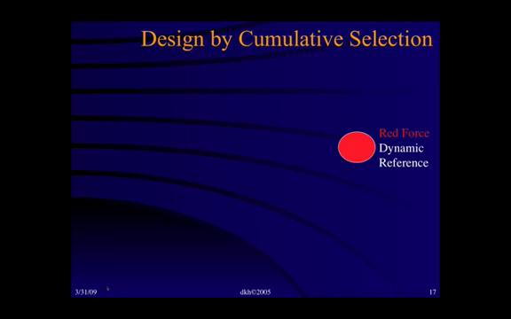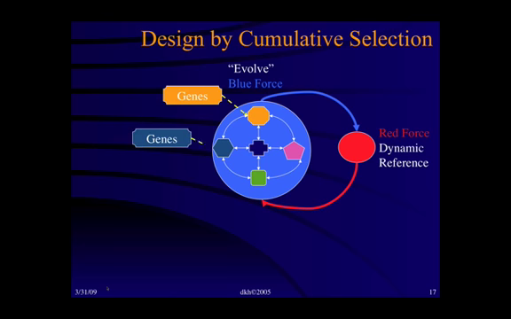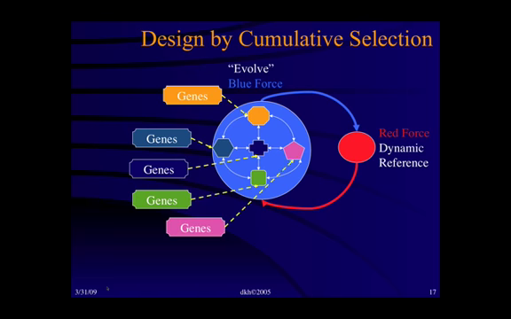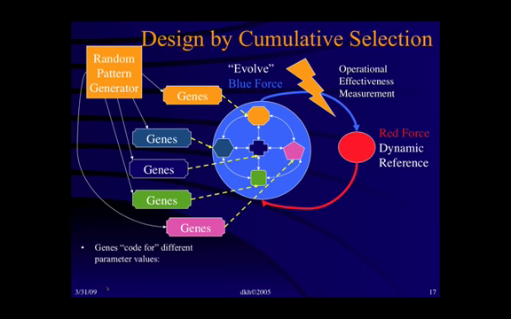Now, before going on to the last step, I wanted to do design by cumulative selection. Here we consider two systems. They're identical in the beginning, red and blue. Red is held constant throughout this dynamic interaction. Blue is initially constant, but is constituted by a number of genes.